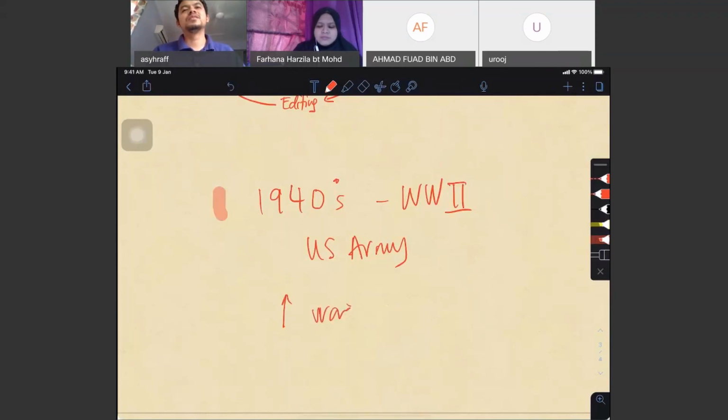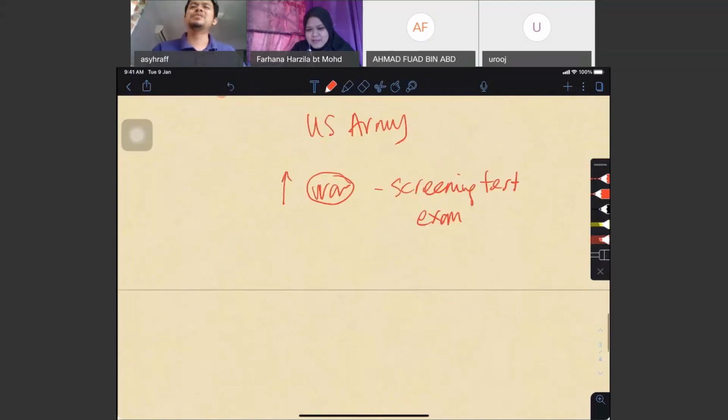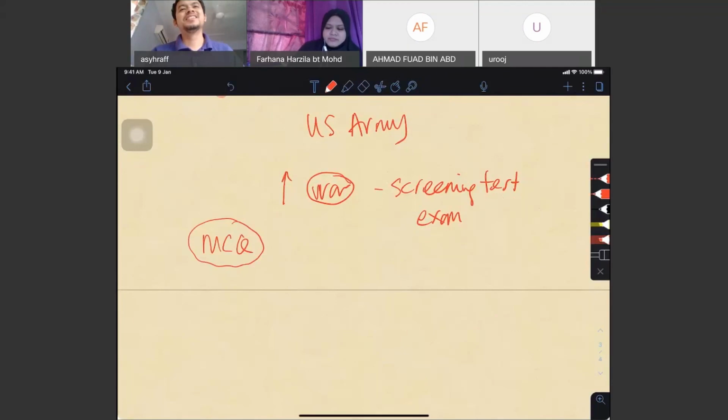So during the intake, they applied a screening test, or intake exam, an entrance exam, and they used multiple choice questions. Therefore, they needed something to help them know whether the multiple choice questions were helping them pick good candidates, good people for the war, or not. And that was the birth, or the starting, of item analysis.